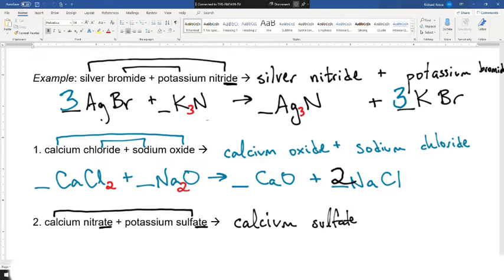Tyler, what's my other product going to be? Good job. Potassium and nitrate get together. Tyler, why didn't you say nitrate potassium? Because nitrate came first. Because potassium's the metal. The metal goes first in the formula and the name.